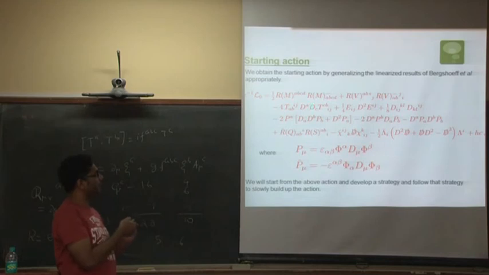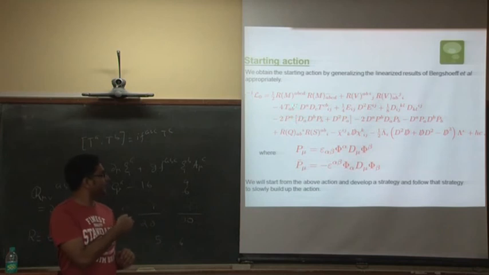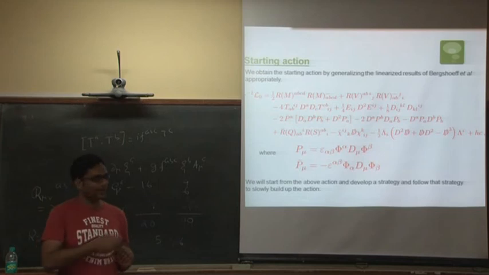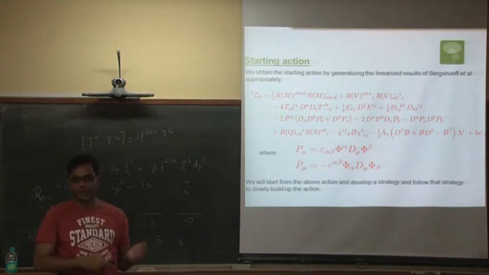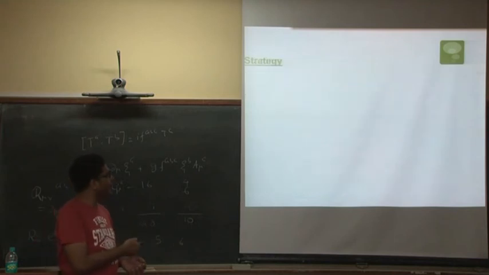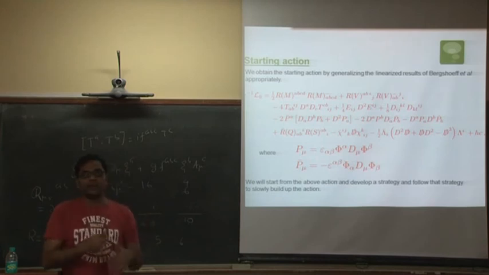So this is our starting point. If you just count the number of fields without counting the explicit gauge fields present inside the covariant derivatives and the curvature, these are all quadratic terms, right? 1, 2, 1, 2, 1, 2, and so on. So this will be our starting point, and we will develop a strategy to use this as the action starting point and then build on this.